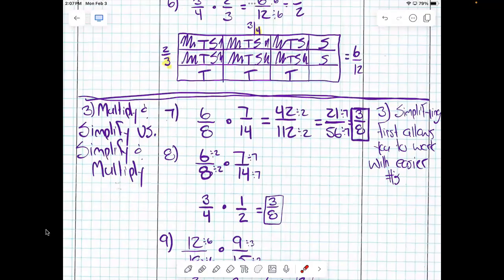Yes. 2 fractions. We got 6/8 times 7/14. 6/8 times 7/14, yes? Yes. Multiply straight across, we get 42 over 112. Reduce, we get 21 over 56. Reduce, we get 3 over 8, yeah?